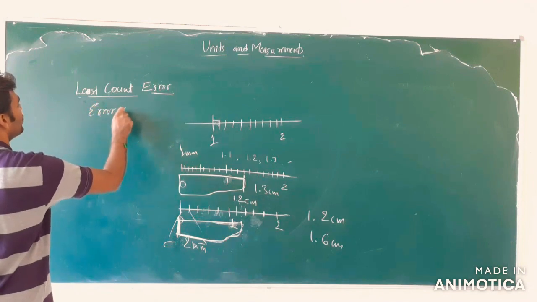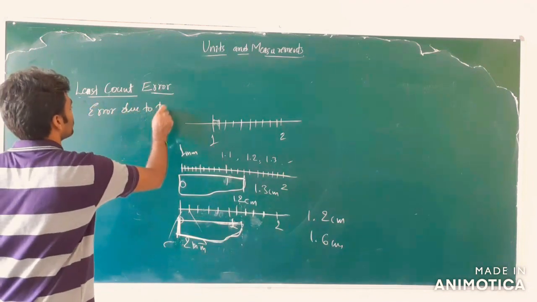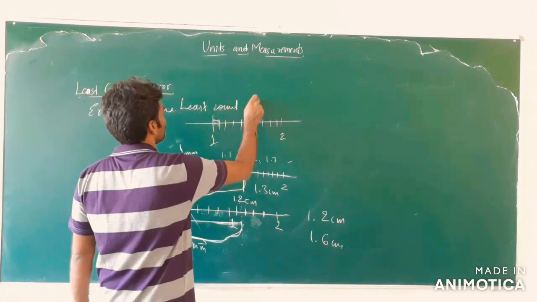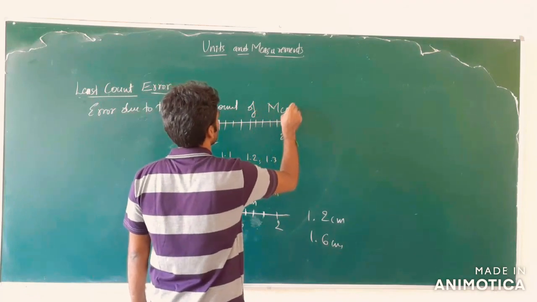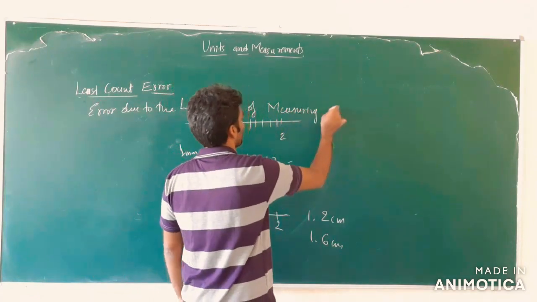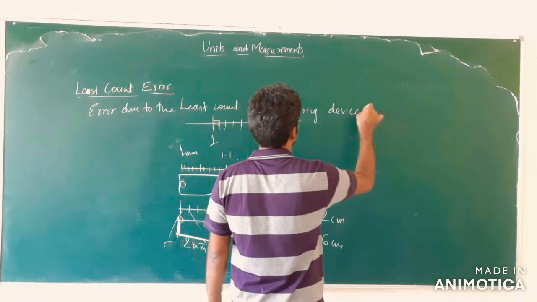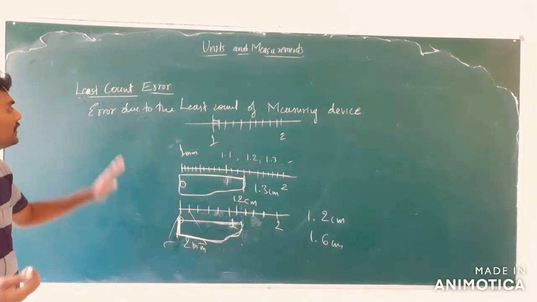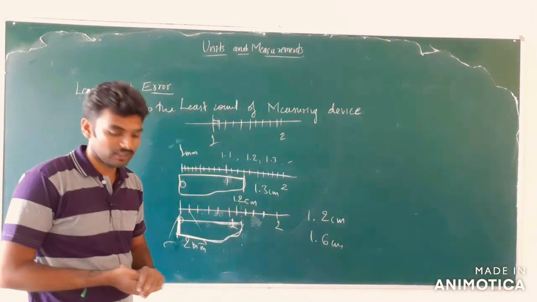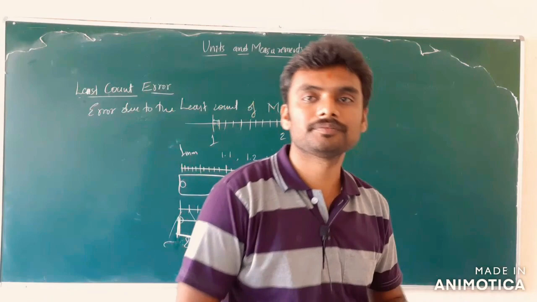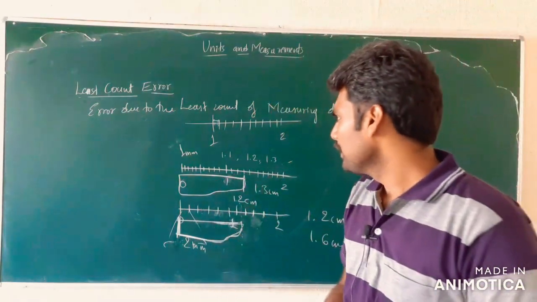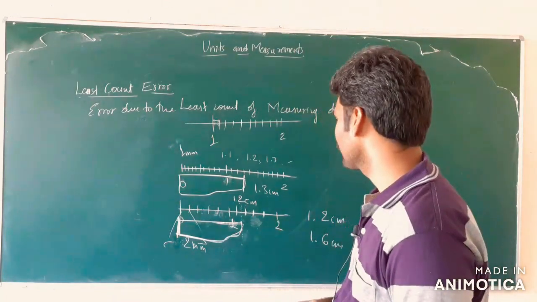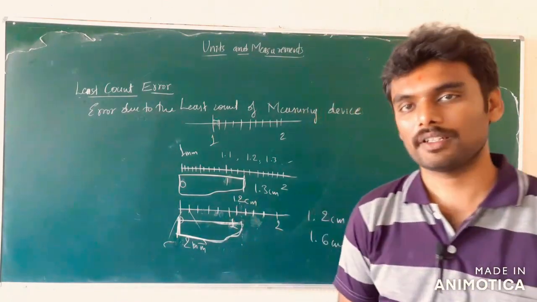So that is the least count error. Error due to the least count of the measuring device is considered to be least count error. This least count error can be both systematic and random depending on the situation. So that's about least count error. Thank you.